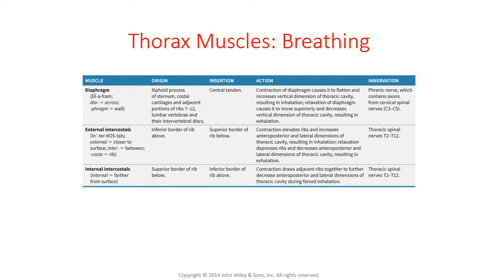It's going to be innervated through the phrenic nerve, and you have both the external and internal intercostals. Basically they attach from one rib above to one below. Externals run from inferior border to superior, and the internals run the other way, from superior down to inferior. And again, they're all innervated by the corresponding thoracic spinal nerves.